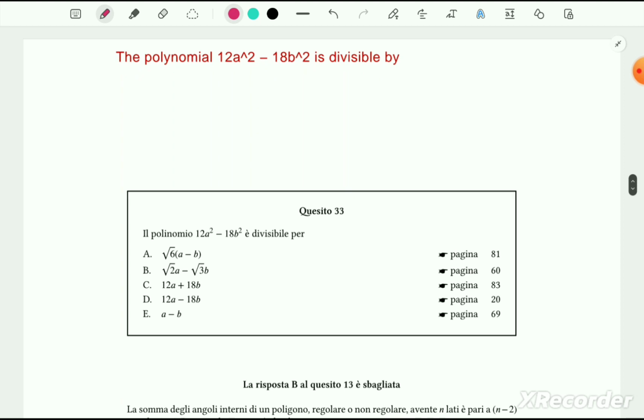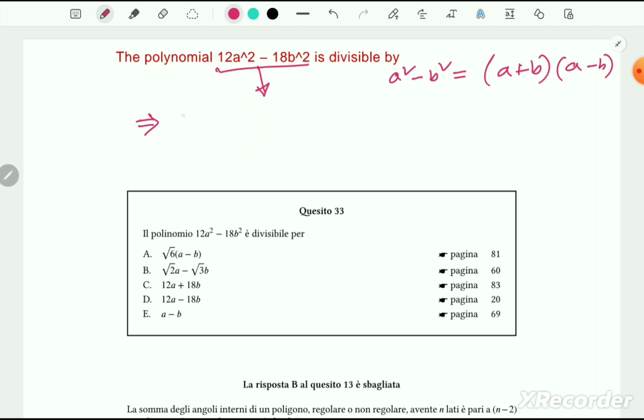The polynomial 12a square minus 18b square is divisible by, okay, so simply we have to find out the factor. If we find the factors of this term, then we can find out the answer. So how can we do that? We know the formula a square minus b square equal to a plus b into a minus b. We know this formula, right? So if you know this, then it's very easy.